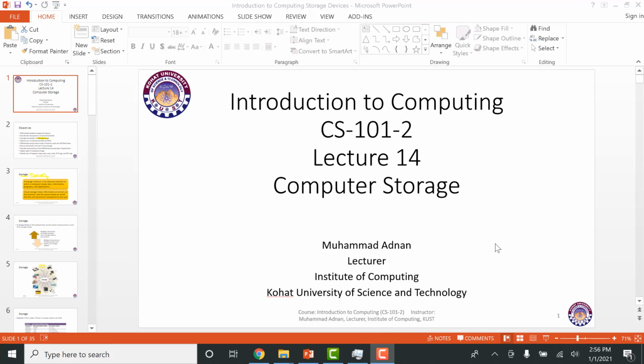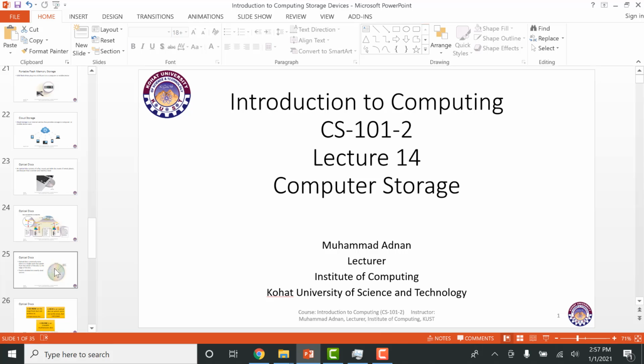So we were discussing computer storage. We discussed a lot of storage types and why they are important. Let's jump back to the point where we left off in the previous lecture. Let me go to slide number 25.